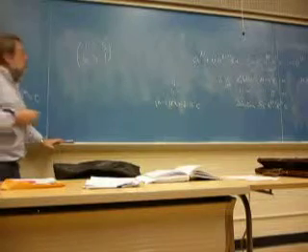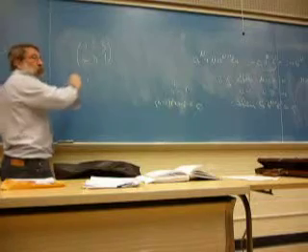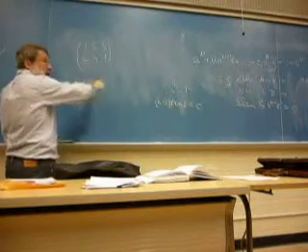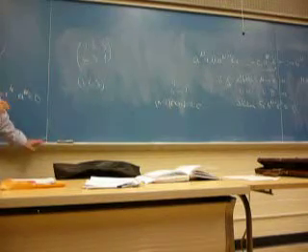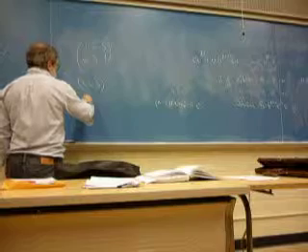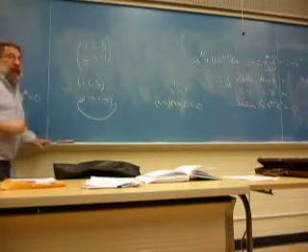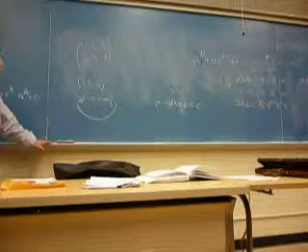Another way is the following. Let's look at this permutation. Let's start with 1. 1 goes to 2, goes to 3, goes back to 1. So it has a cycle of size 3. Any permutation can be written in this form, split into cycles.